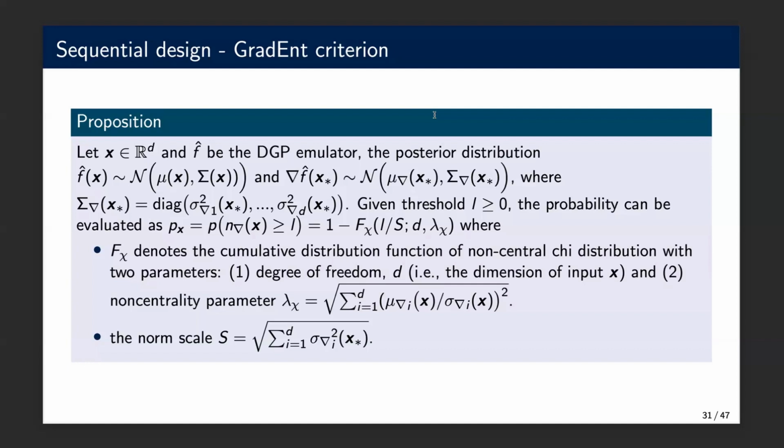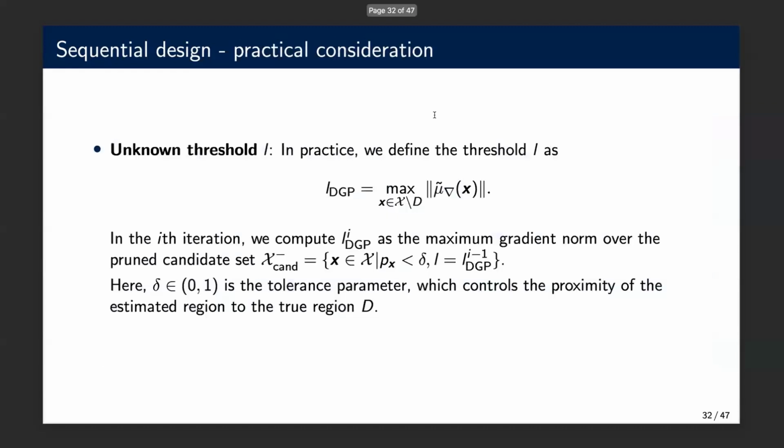The idea of this result is very intuitive because if each component of the gradient follows a normal distribution, the sum of their squares is a chi-square. Since they are non-central, it is called non-central chi-square. And when you take the square root, it follows the non-central chi distribution.